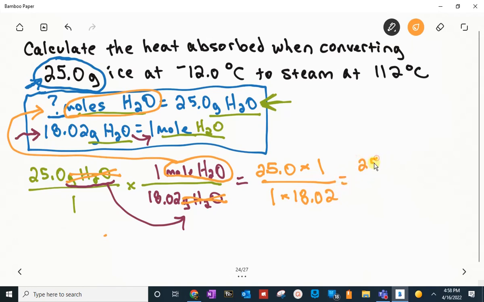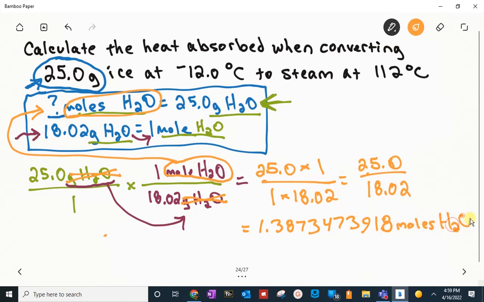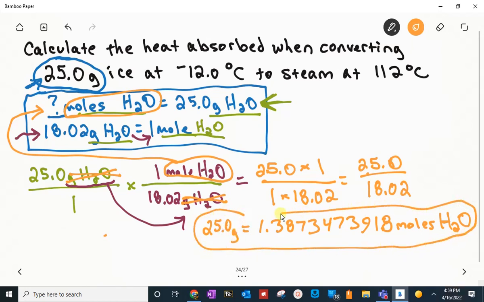So that would be 25.0 divided by 18.02. And that's going to equal 1.3873473918 moles of H2O. And that is how many moles of H2O are in 25.0 grams. So now that we know how many moles we're dealing with, we can go ahead and work the rest of the problem.